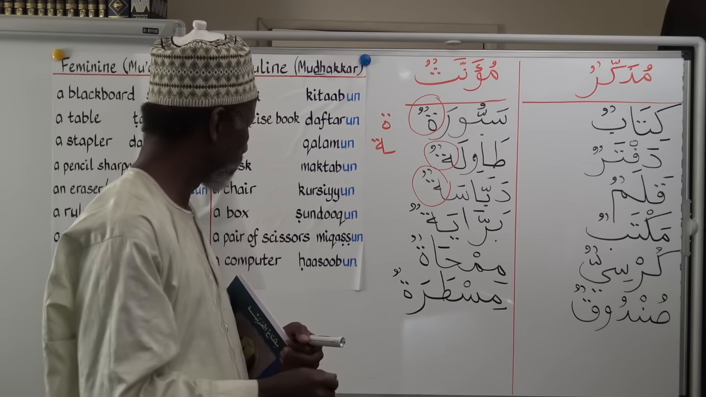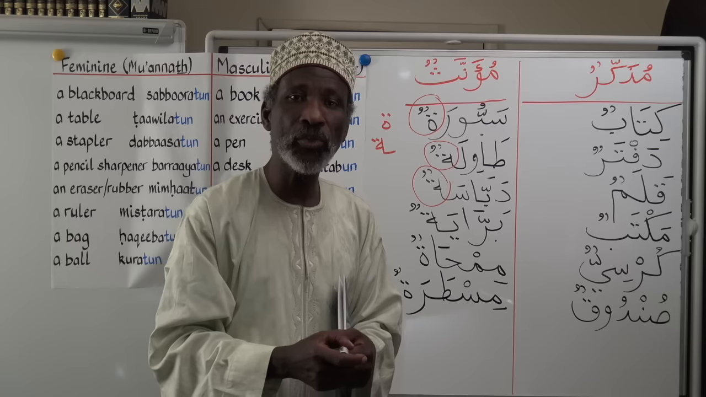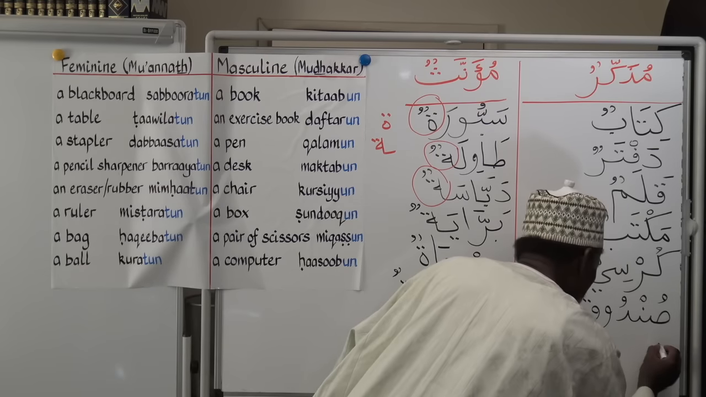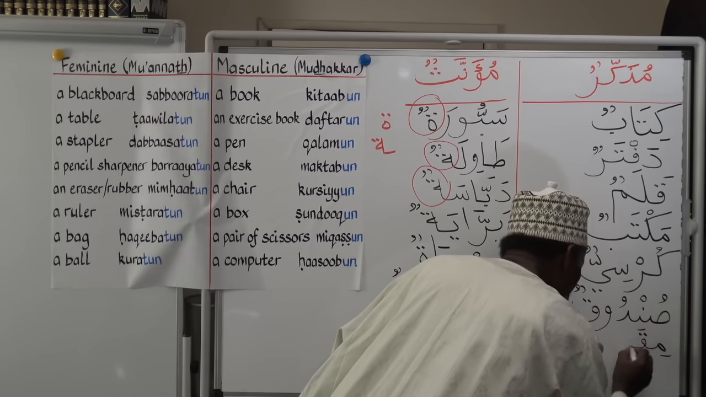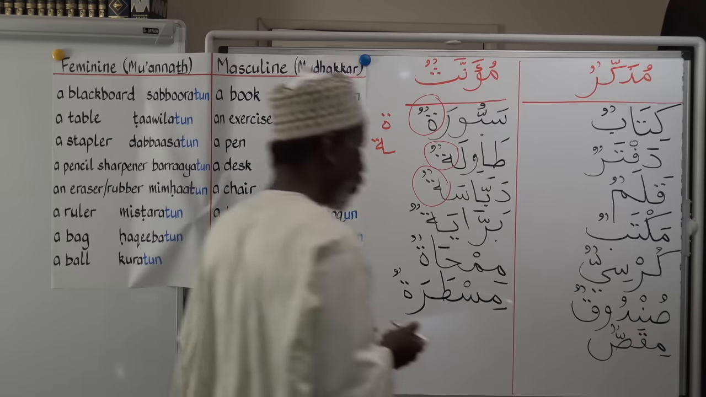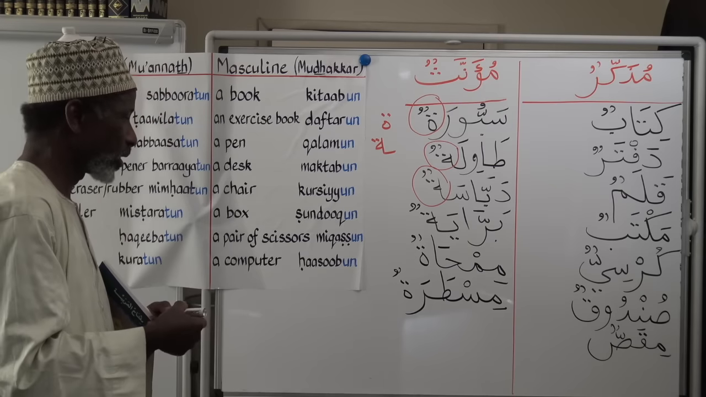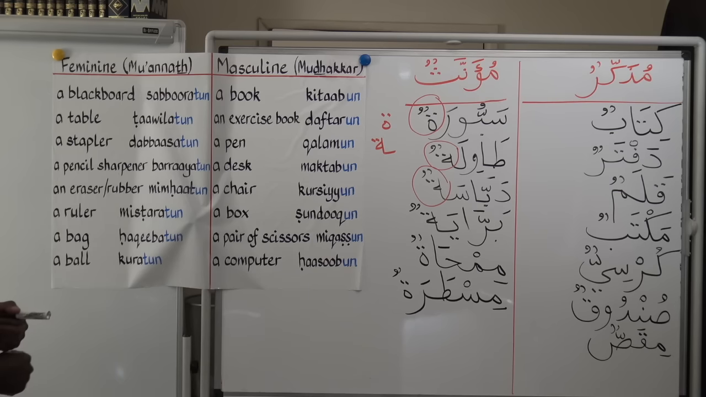Next, under our mudhakkar section, is a pair of scissors. Miqassun. Pair of scissors. Miqassun. And under the muannath section, the next should be a bag.